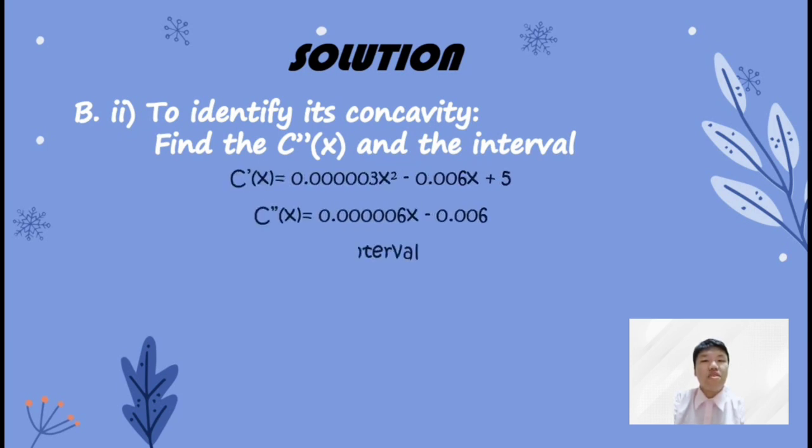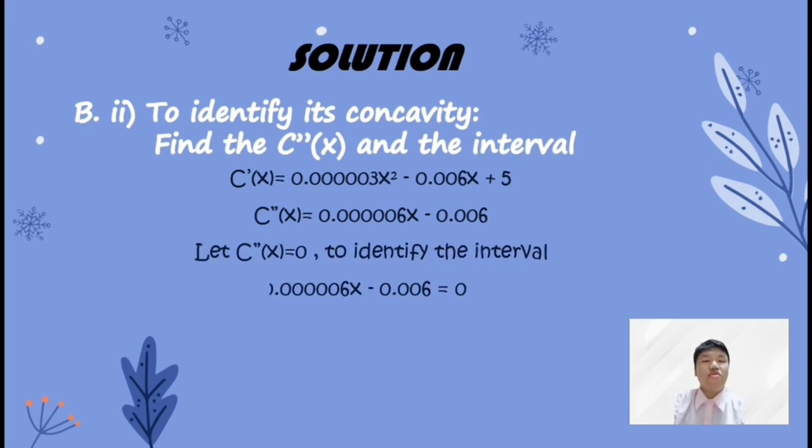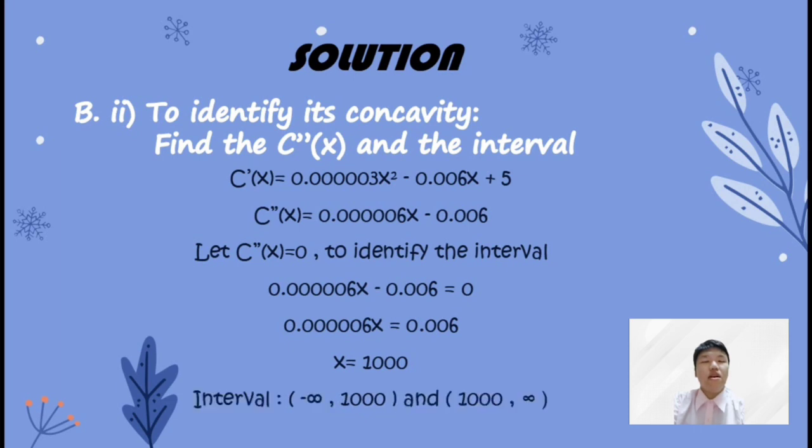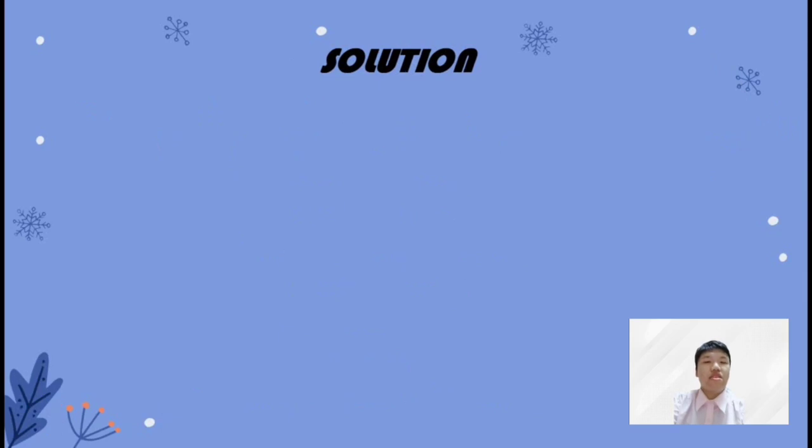Similar to the previous question in question A, this is the second derivative of the cost function. Now let it equal to 0 to find the interval. The answer we get there is 1000. The intervals are negative infinity to 1000 and 1000 to positive infinity.